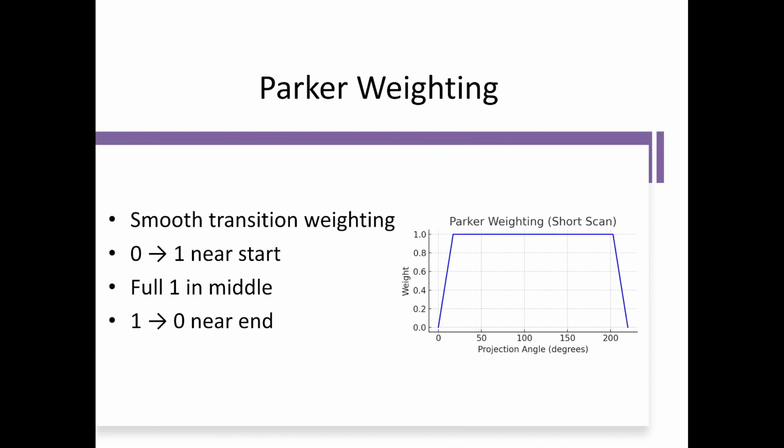To handle redundancy, we use Parker weighting. At the beginning of the scan, rays are smoothly weighted from 0 up to 1. In the central region, the projections are fully weighted, and toward the end of the scan, the weights decrease smoothly from 1 back to 0. This continuous transition avoids abrupt jumps and ensures artifact-free reconstructions.